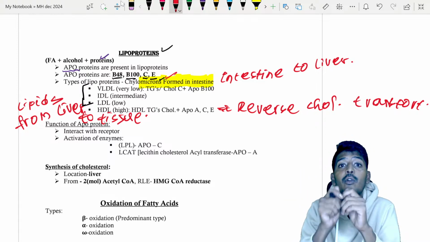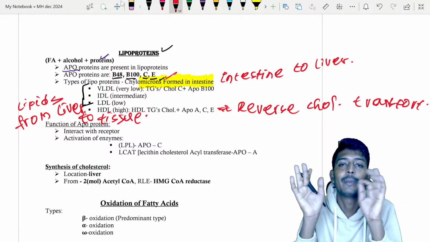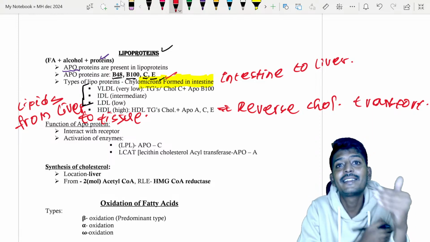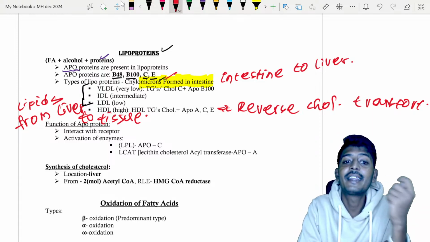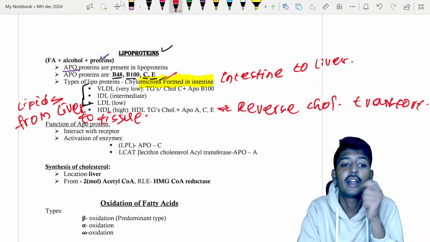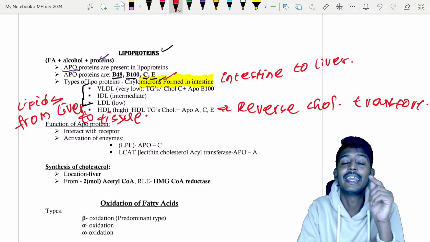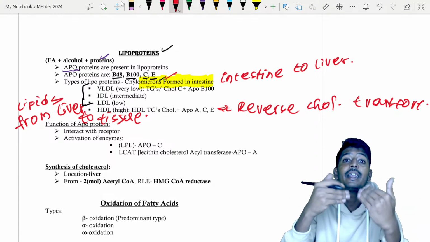Now the liver has to distribute the cholesterol all over the body, basically wherever it is required. For example, to synthesize the sex steroids, the gonads require cholesterol. That cholesterol transport is done by VLDL, IDL and LDL. They carry the cholesterol from the liver and give it wherever it is needed.